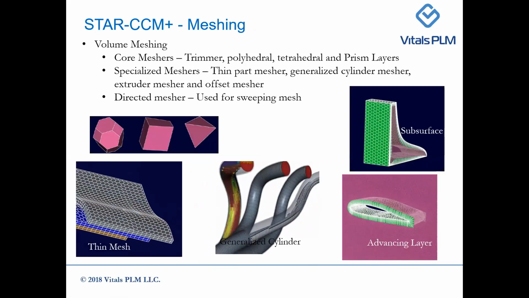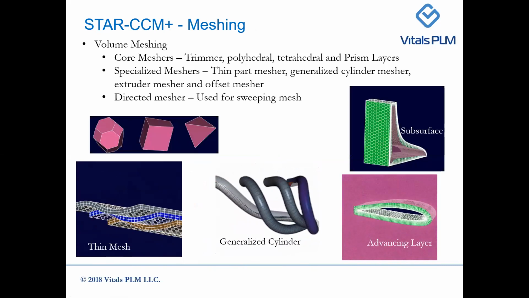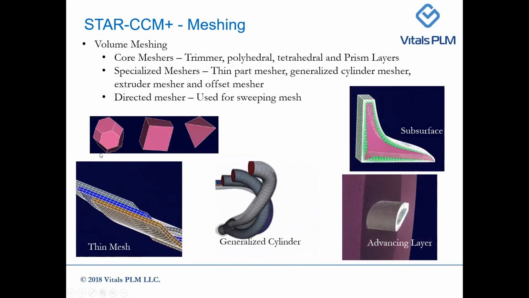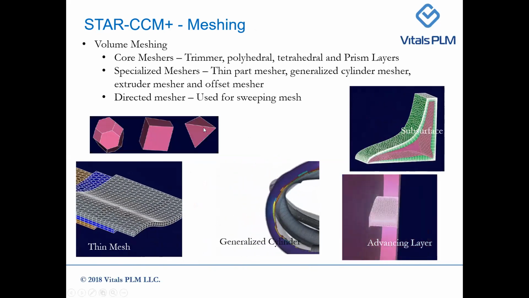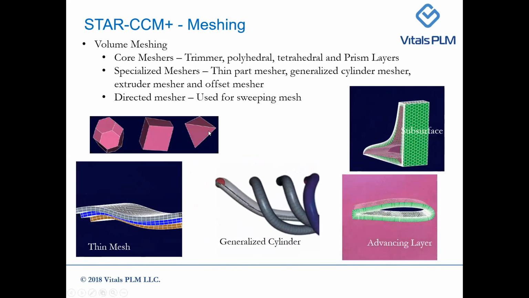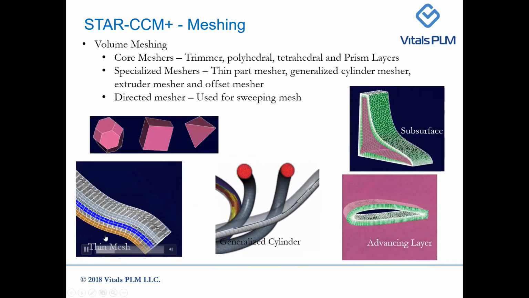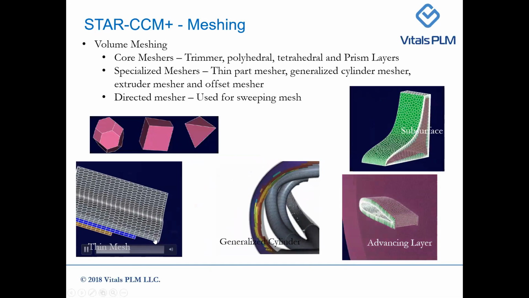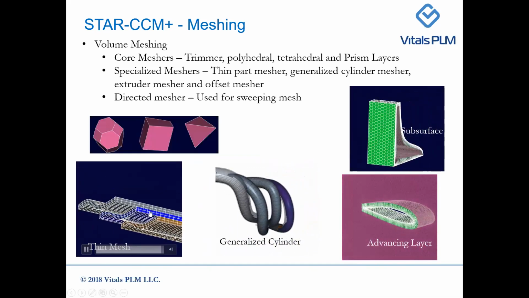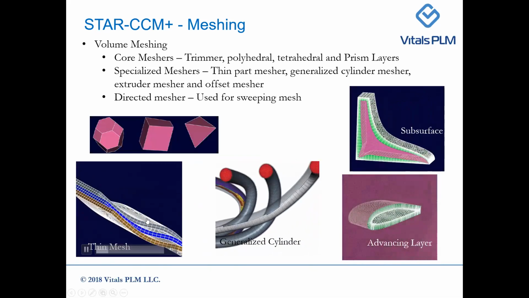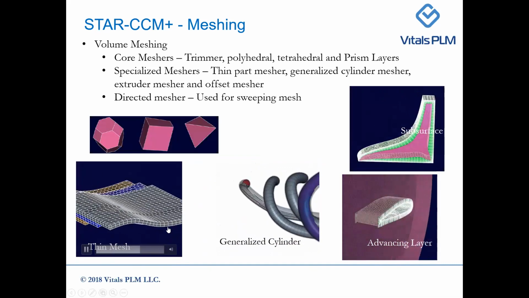Volume meshing, core meshers, trimmer, polyhedral, tetrahedral, and prism layers. Here you can see the poly mesh, it's multi-phased, trimmer, and then triangulated tetrahedral. We have specialized meshers like a thin mesher that can be used for thin surfaces. Like say if you're modeling conjugate heat transfer, including solids, you can use the thin mesher to mesh these kind of thin faces.